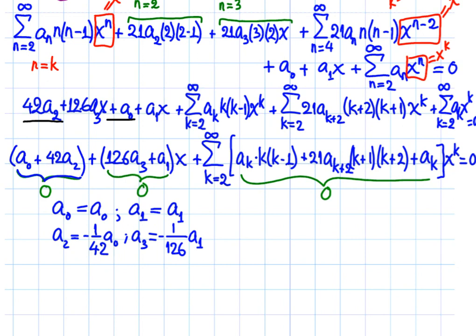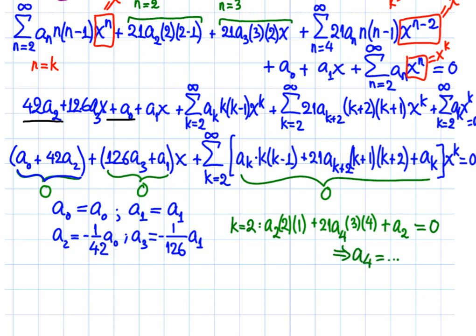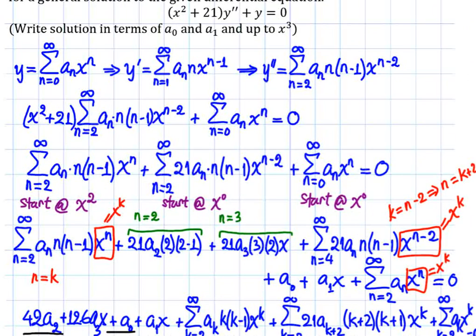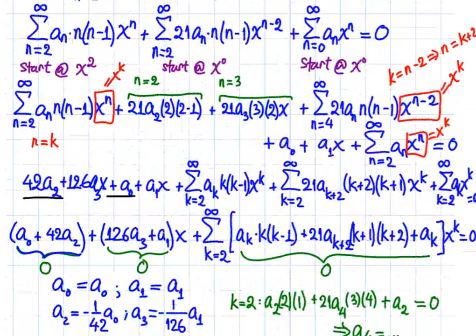And then what else do we have? If we need to go further when k equal to 2, we actually don't need to do that, but let's say when k equal to 2, we're going to put k in this equation. We will have a2 times 2 times 1 plus 21 a4 times 3 times 4, and k is 2. And this has to be equal to 0, and from here we can solve for a4 equal to something. But the question did not ask us that. Thankfully, the question only asks us to find the solution in terms of a0 and a1 and up to x cubed only. So only up to x cubed.